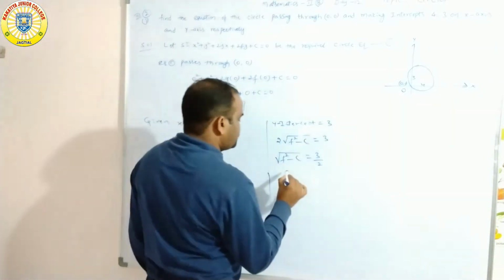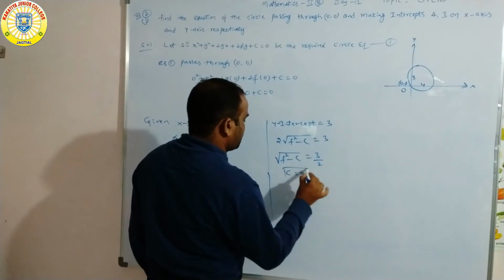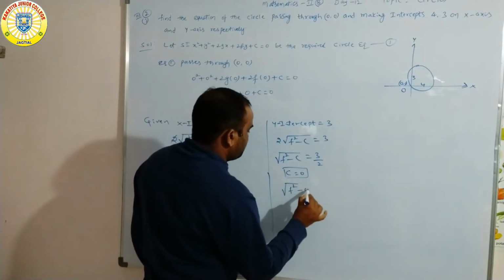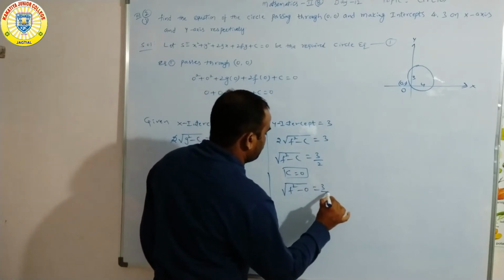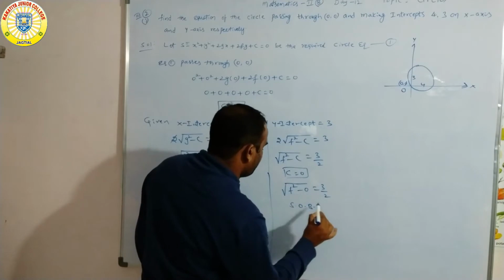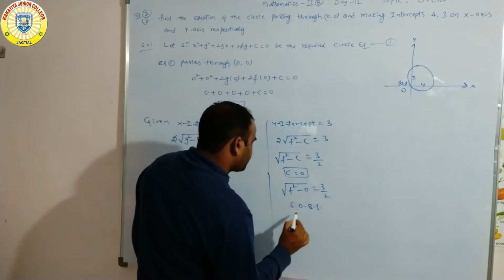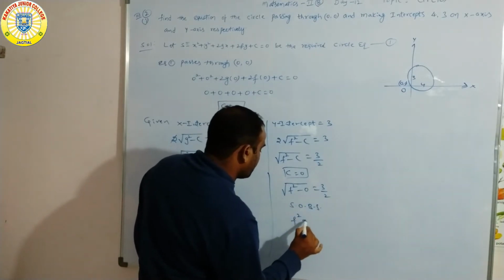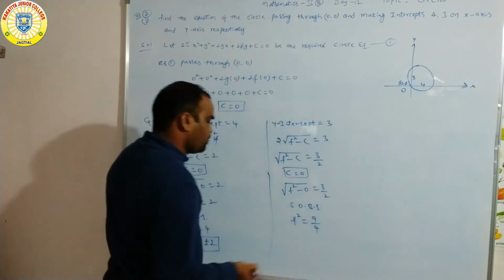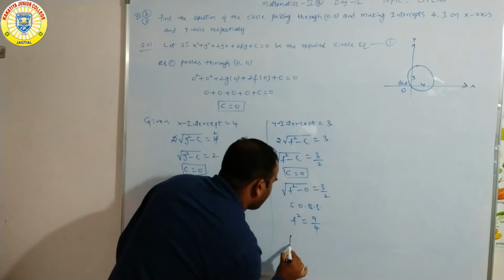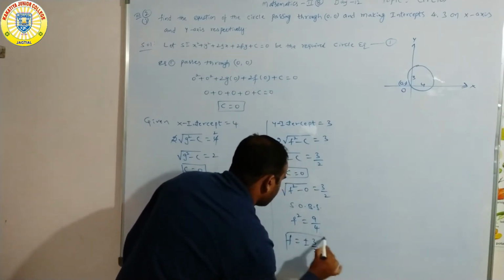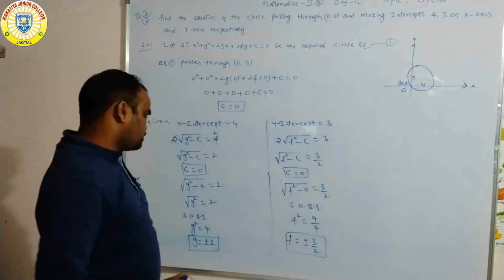See here, what is the value of c? 0. Under root of f square minus 0 is equal to 3 by 2. Here also we square on both sides. Here what are we getting? f square is equal to 3 square by 2 square, which is 9 by 4. f is equal to plus or minus 3 by 2.